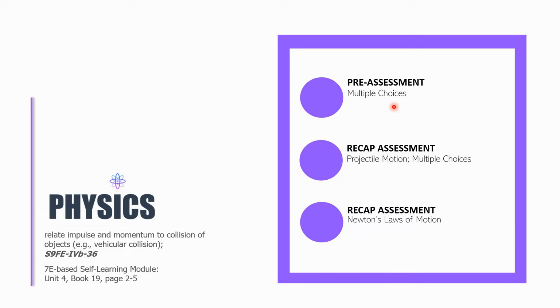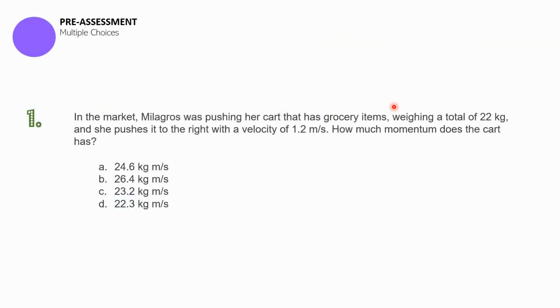Let's begin with the pre-assessment multiple choices. So, routine lang to. Remember that you need a sheet of paper or your science notebook in doing this pre-assessment. Okay, remember that you are also supposed to label your work, upper left-hand corner, pre-assessment multiple choices, para organized ang mga ginagawa mo. Ayan. So let's begin with the first question.